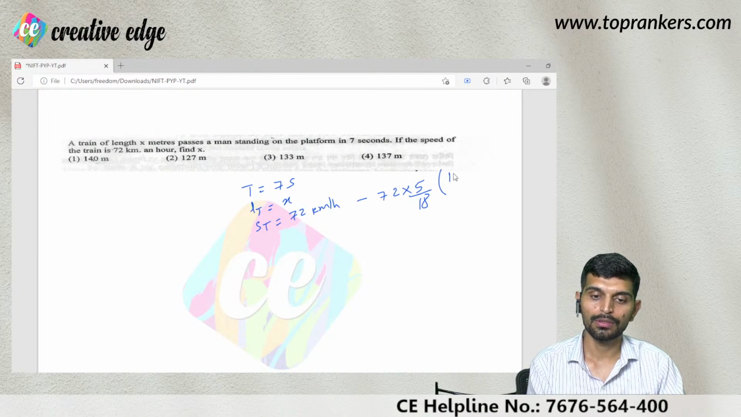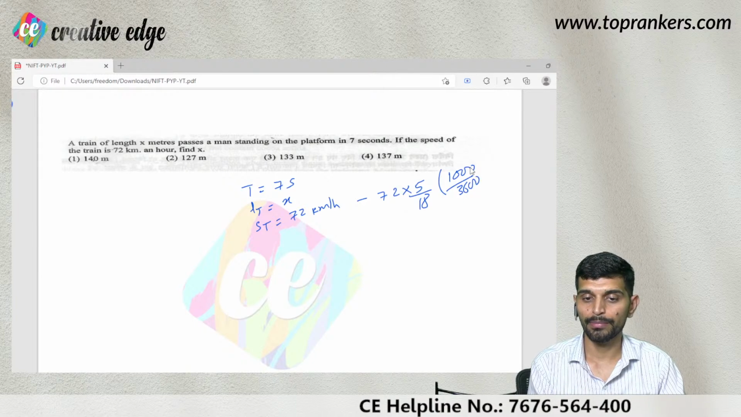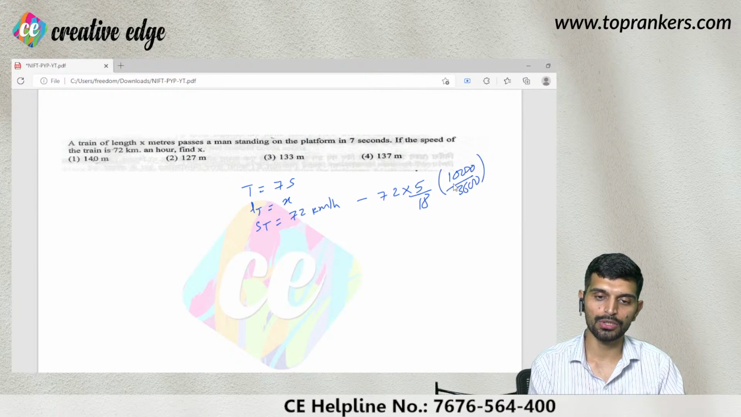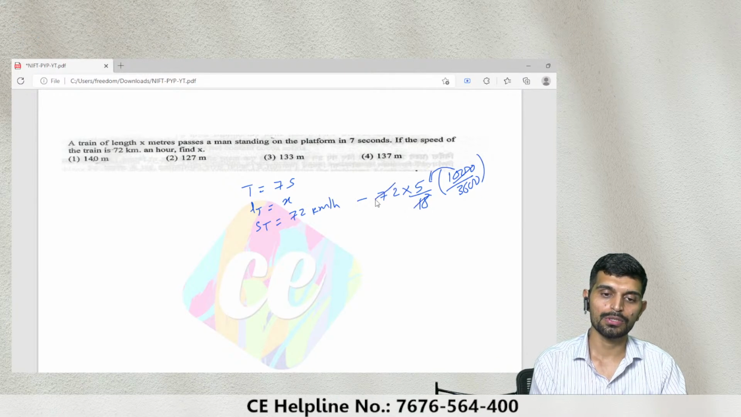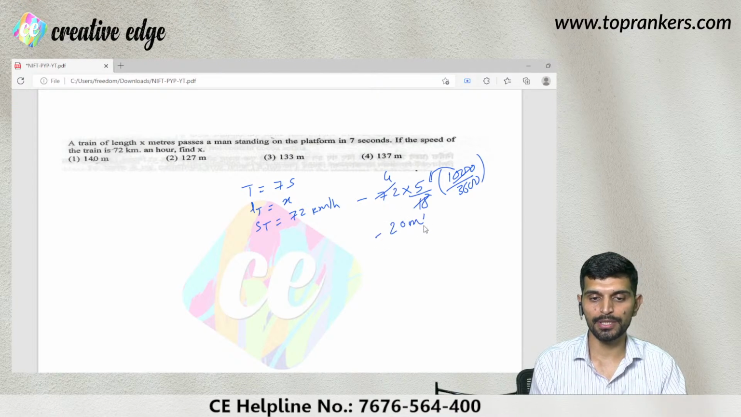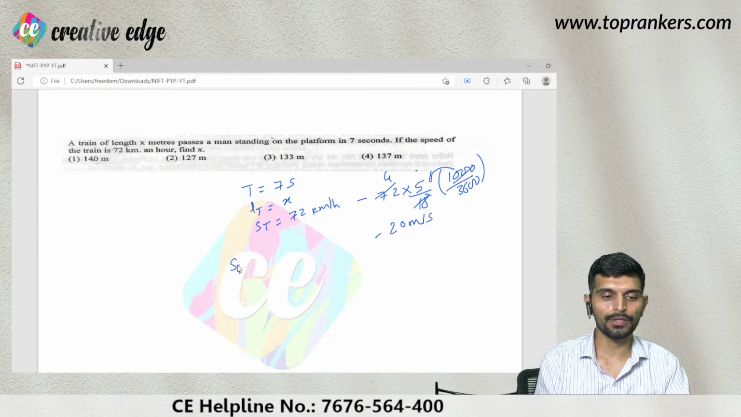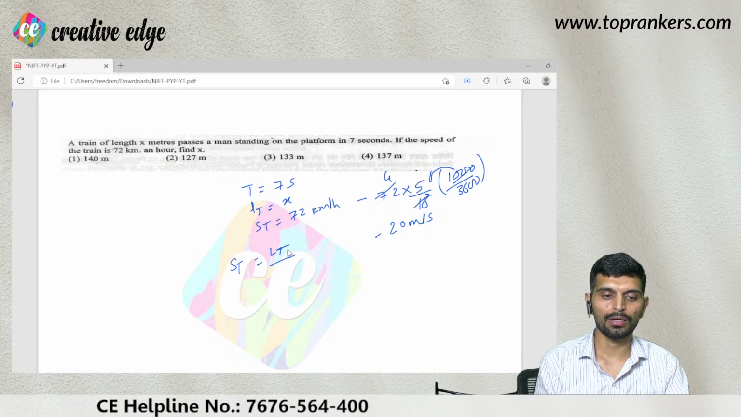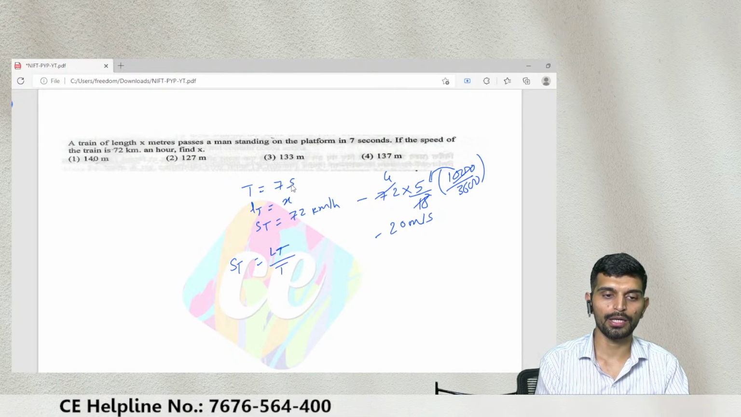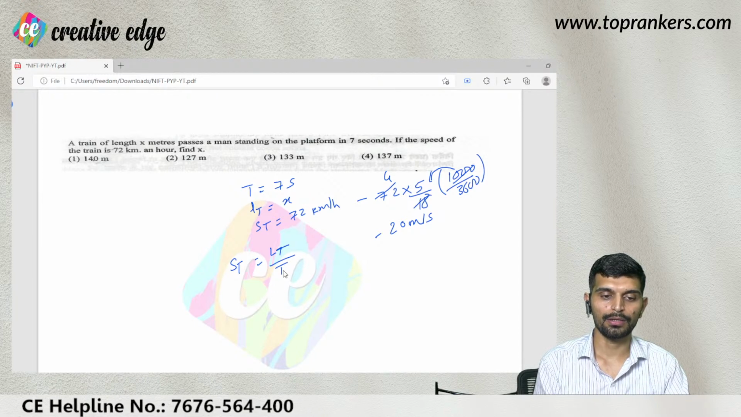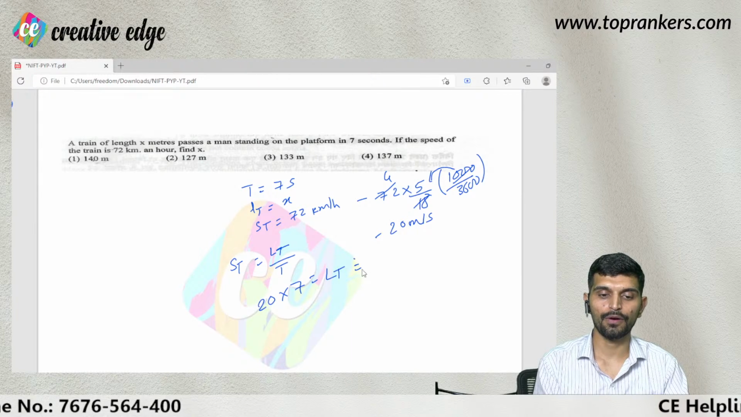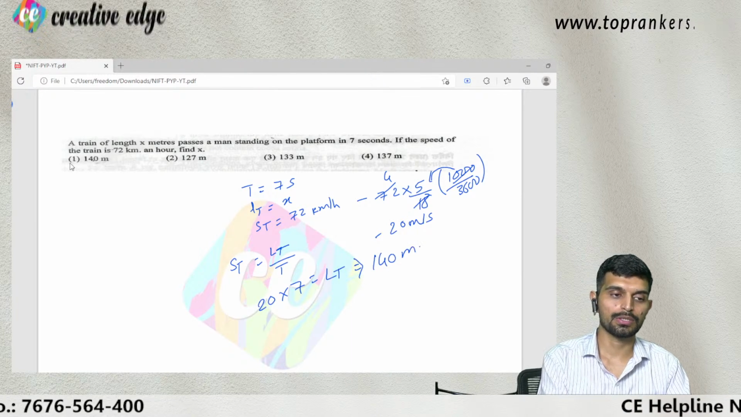This is 1000 upon 3600, kilometer into meter, and this is hour into second. So this fraction on simplification gives you 5 by 18. So this is 20 meters per second. So speed of train is equal to length of train upon time taken by train to cross the man, right? So speed of train is 20, time is 7, so length of train should be 140 meters. So this should be the answer.